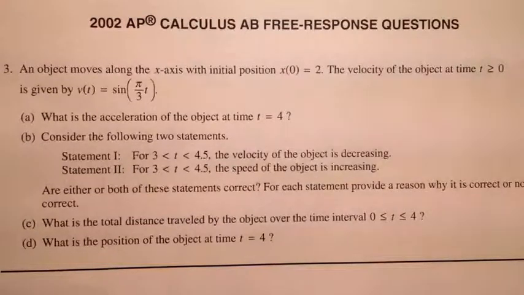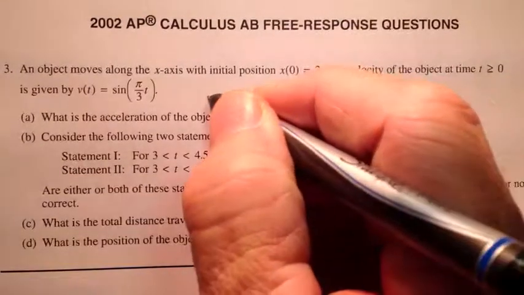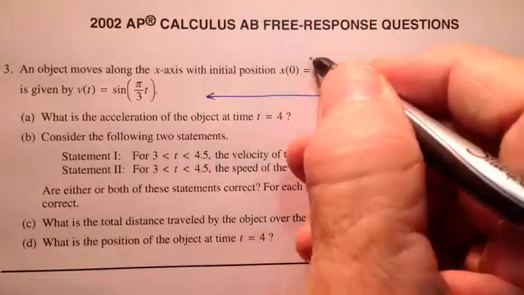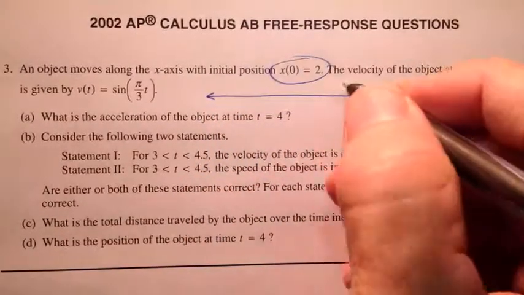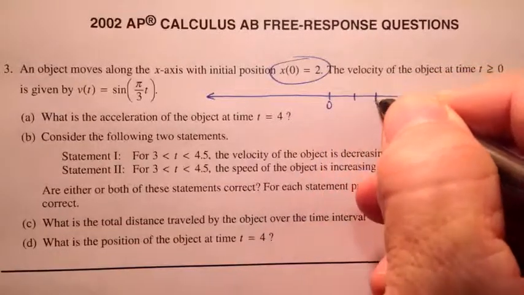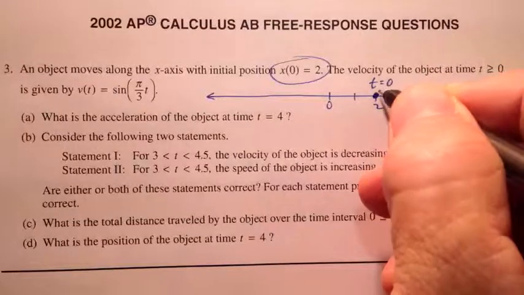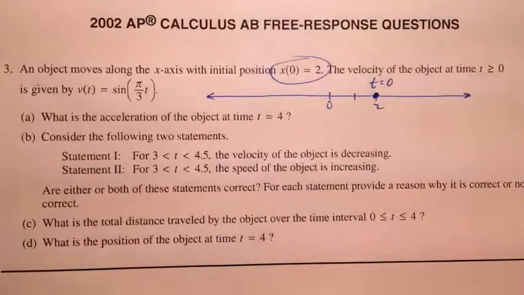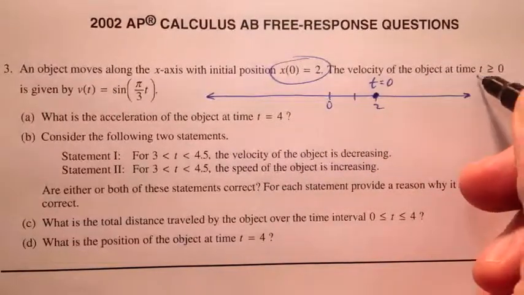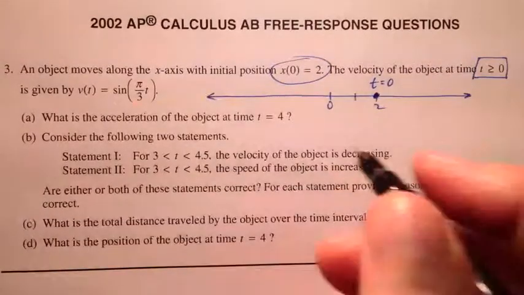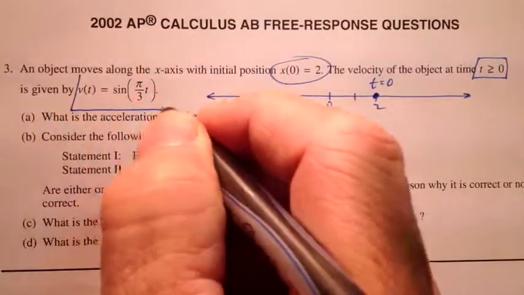So for this FRQ, we've got this particle moving along the x-axis, and we're given a little bit of information. We're given that x of 0 is equal to 2, so at time t equals 0, the particle is right there. That's going to be an important piece of this whole thing. The velocity as well, and keep in mind that the velocity is only for time t greater than or equal to 0, is given to us right here.